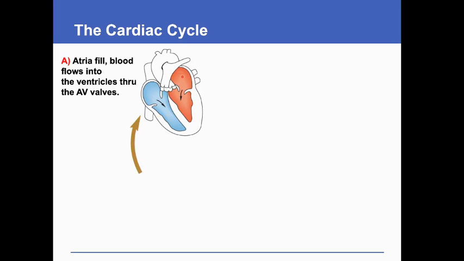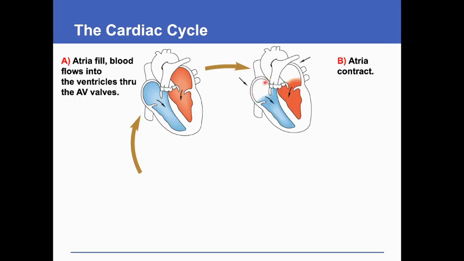We see the heart at rest. The atria are filling. The blood is draining into the ventricles. Now the atria contract because the SA node has fired and sent impulses throughout the walls of the atria. The blood is pushed through the open AV valves into the ventricles. Now the signal travels down the septum to the apex and causes contraction to start from the bottom.